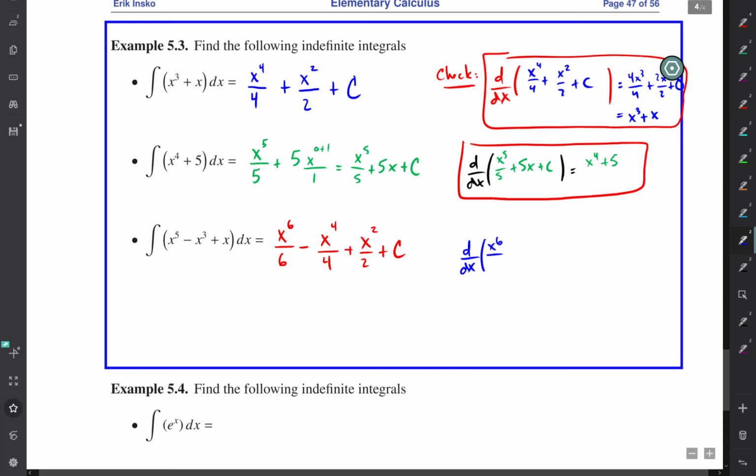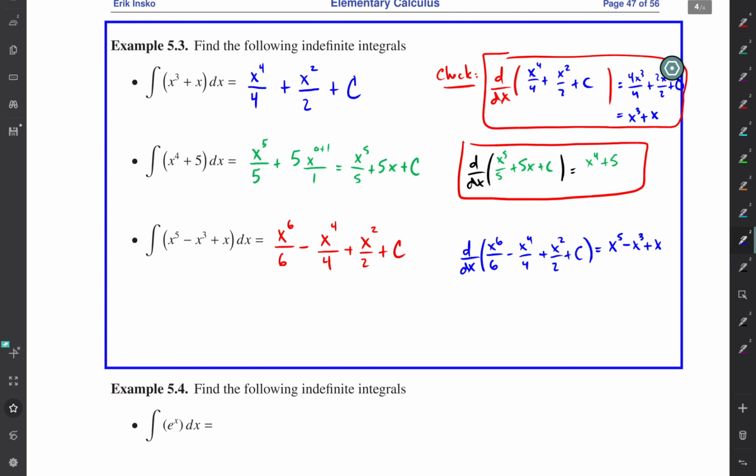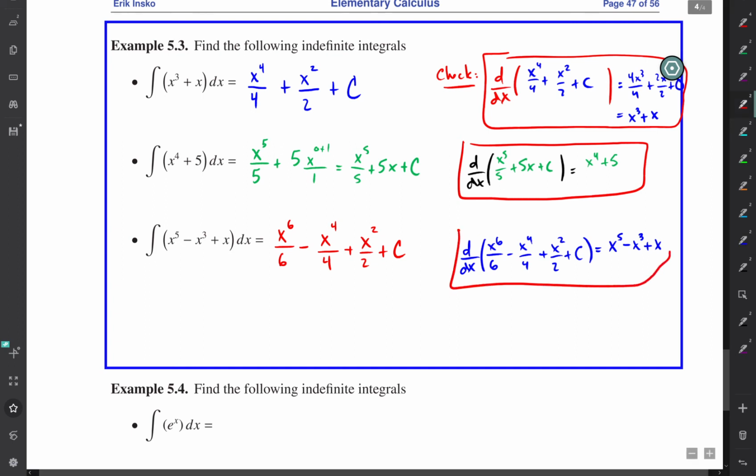And then we'll do one more check, and that's that if you take the derivative of x to the 6th over 6 minus x to the 4th over 4 plus x squared over 2 plus c, you should get out x to the 5th minus x cubed plus x, and the derivative of the constant is 0. So what we started with is what we end up with if we integrate and then differentiate. So we've checked all three of our answers.